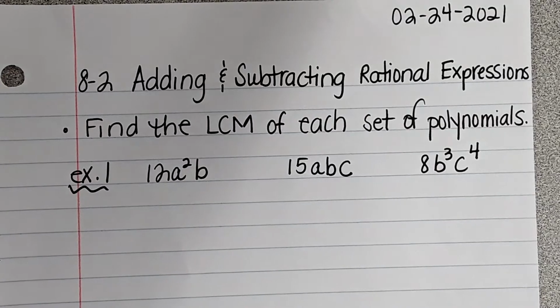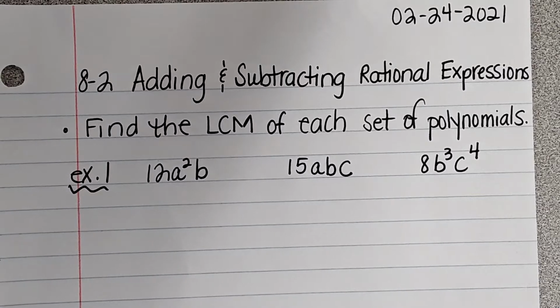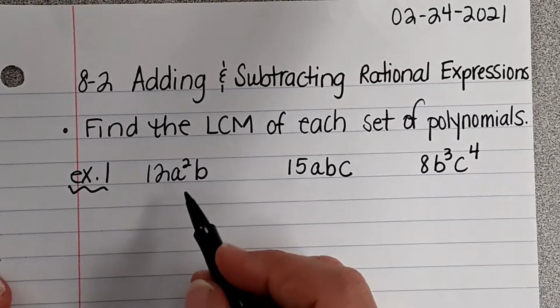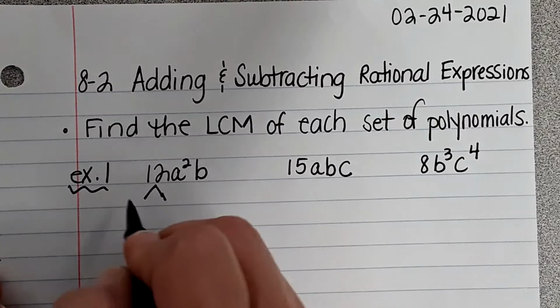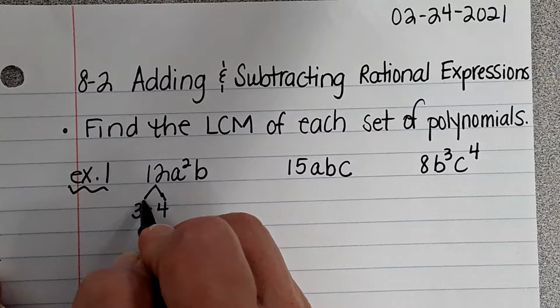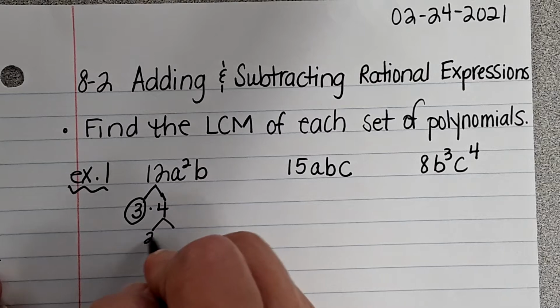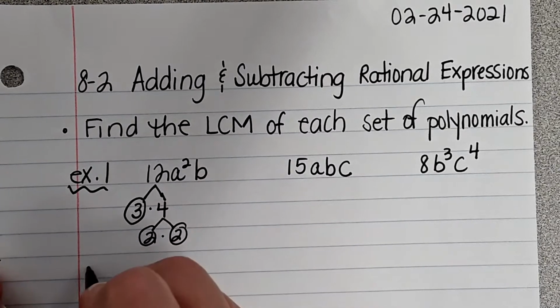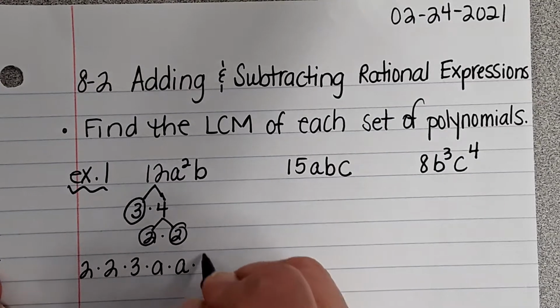Now, when you're finding least common multiple, I just want to practice a little bit with you and show you how to do it using the prime factorization. And then when we go to add and subtract, we can do it like the one that we did on the board. Okay, 12. What are two numbers you can multiply to get 12? 3 is prime, so I'm going to circle it. And what are two numbers you can multiply to get 4? Okay, circle those. So I'm left with 2 times 2 times 3 times A times A times B.